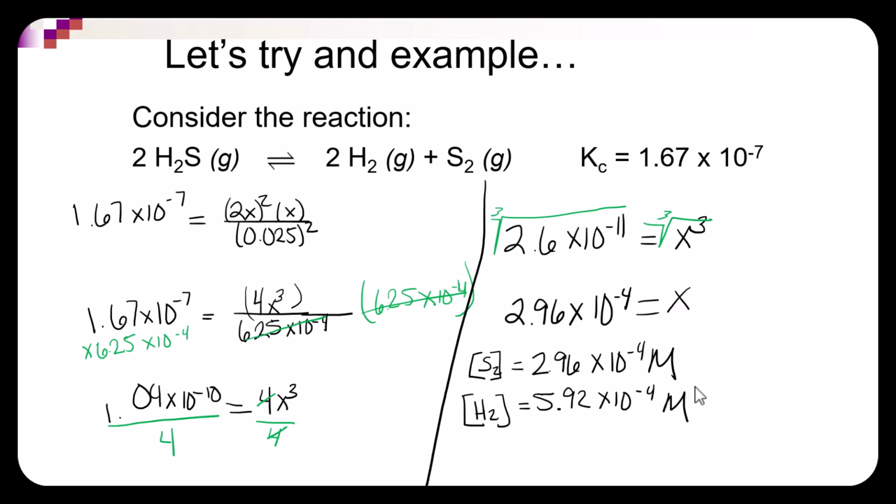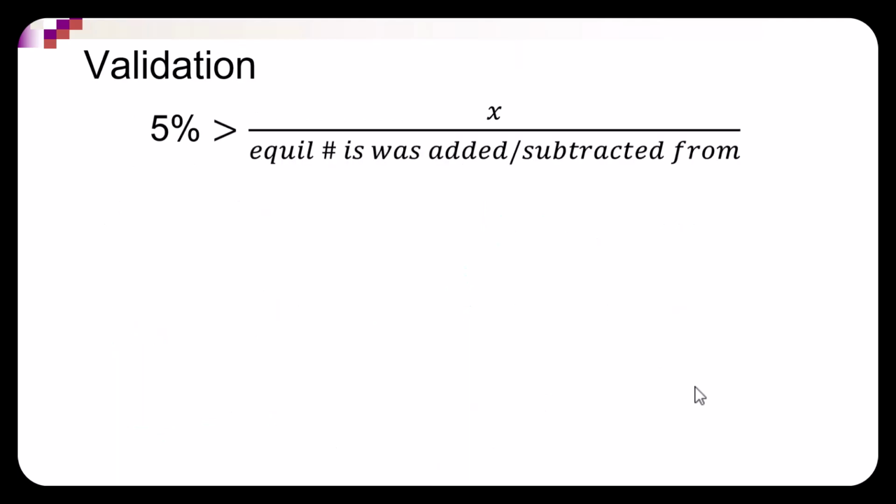But before we get too terribly far into the answer, we want to make sure that our x is small approximation is valid. Was that a good approximation to make? Was it okay that we ignored that x value? So to make sure that the approximation is valid, we're going to take our x value. So x was 2.96 times 10 to the negative 4. And we're going to divide that by the number that it was being subtracted from.